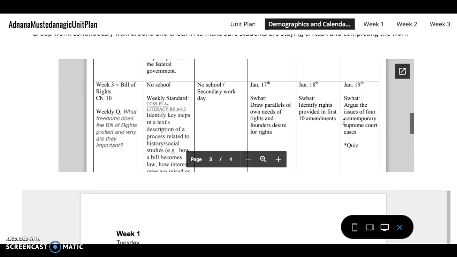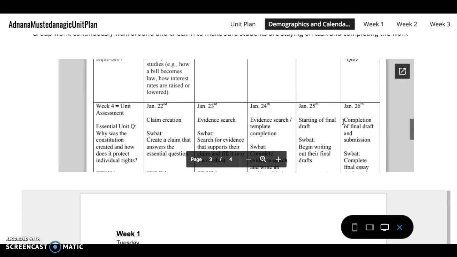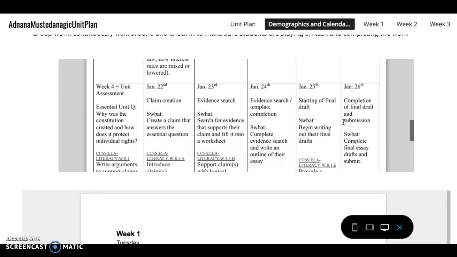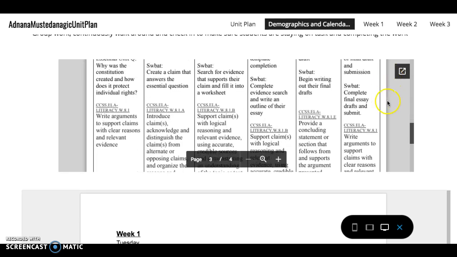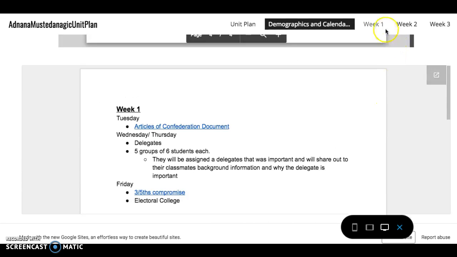Week 3 is all about the Bill of Rights and the individual liberties that every citizen and any person born in the United States, or therefore resides in the United States, has. And then week 4 is their assessment week, where Monday we start with claims, Tuesday and Wednesday we focus on looking for evidence, and then come Thursday and Friday they work on completing a final draft.